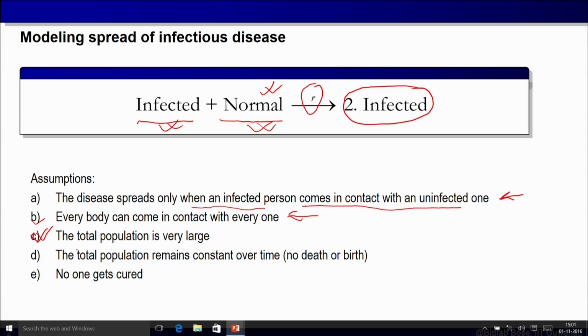The next one also comes from a requirement of an ODE-based model, that the total population should be very large. If you remember, in the module 2 video, we discussed that when the number of molecules or people involved in a process is small, then even a single change will cause an abrupt change in the process. So we cannot use an ODE-based model there.